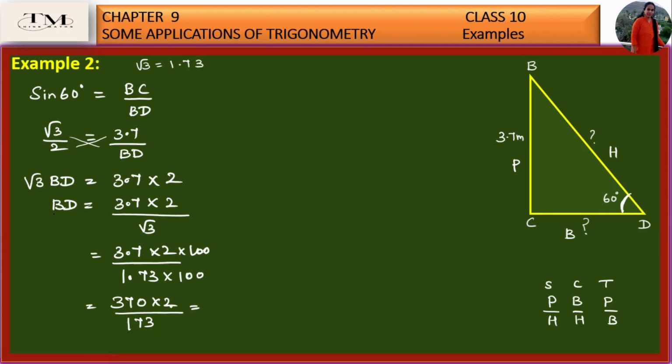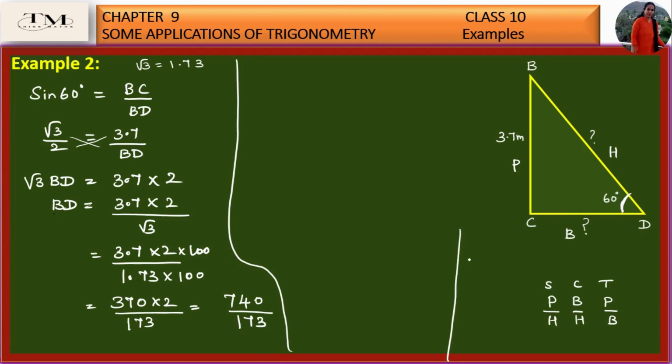So what is 370 into 2? 0 2s are 0, 7 2s are 14, 3 2s are 6, balance 1, 7. So 740 divided by 173. Okay. So shall we divide this? So let me do the calculation here. So it is 173, 740. How many times does it go? 4 times. 4 into 173. Just a minute.